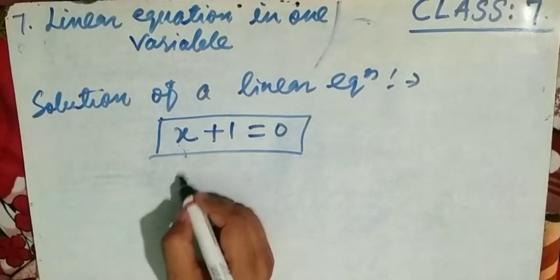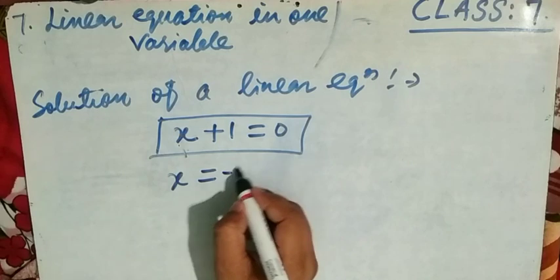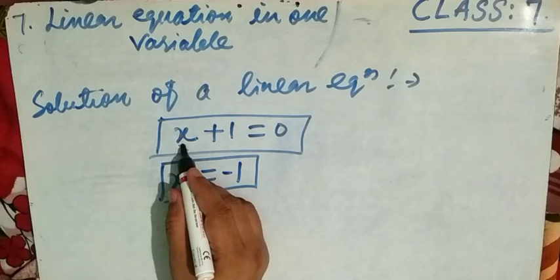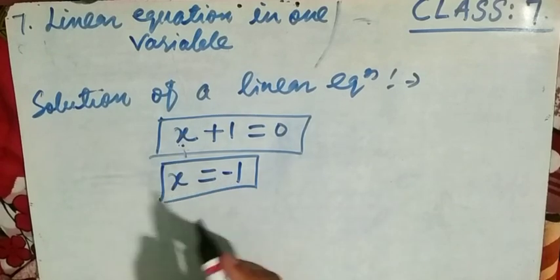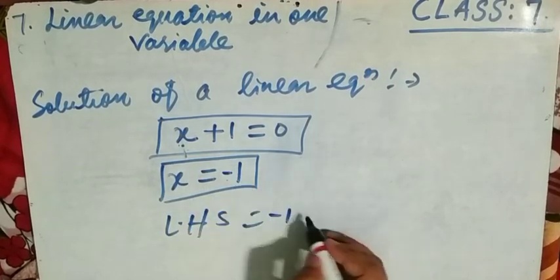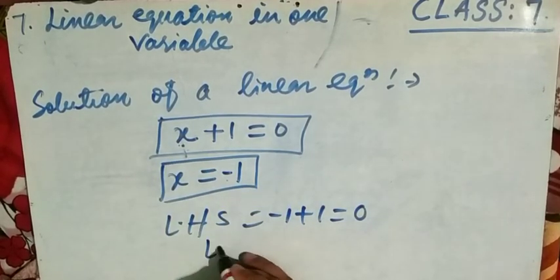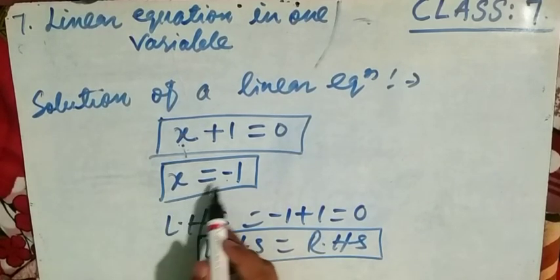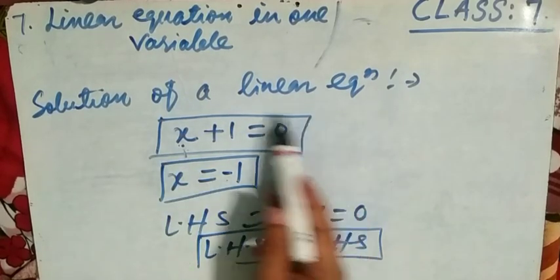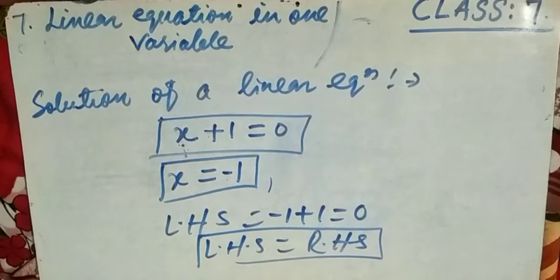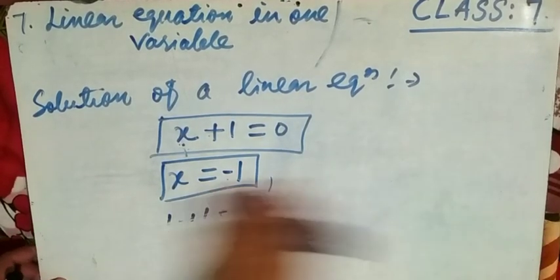Now see, suppose we take x is equal to minus 1. If we place minus 1 instead of x in the left hand side, then what will happen? Have a look, x is equal to minus 1, here is the minus 1, here is already the plus 1, is equal to 0. That means LHS is equal to RHS. So x is equal to minus 1 satisfies this given equation. So this is the solution of the linear equation with one variable. I hope you will be clear. Now students, we will move to solving example questions.